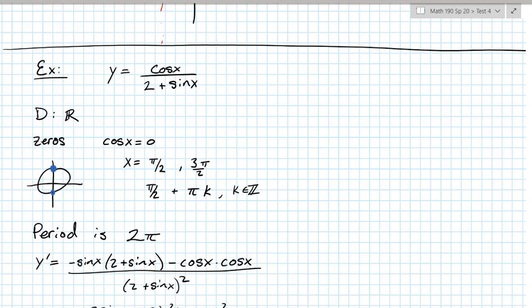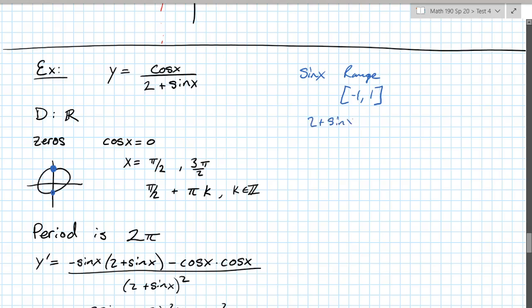Our next example is cosine x divided by 2 plus sine x. We'll start off by looking at its domain, and you should note that 2 plus sine x is always positive because the sine of x has range from -1 to 1. So 2 plus sine x is going to have a range between 1 and 3. So the denominator is always a positive number, which means it is not 0.